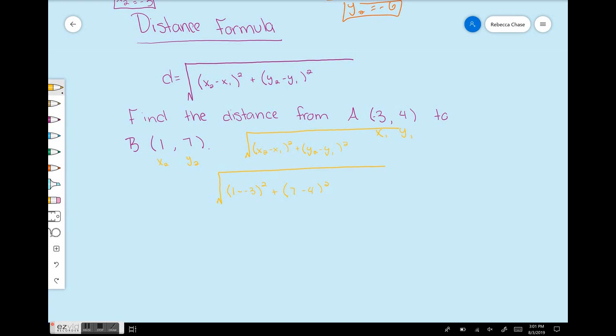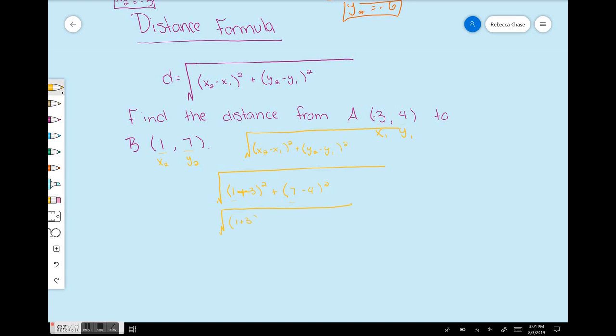But whichever point I start with on my x's, I have to start with that one on my y's. So because I started with the 1 here, I had to start with the 7. If I would have started with the 3, I would have had to start with the 4. Okay, and then all you have to do is go through and simplify. And honestly, your calculator will do most of this for you. So remember, when you subtract a negative, that's really like adding.